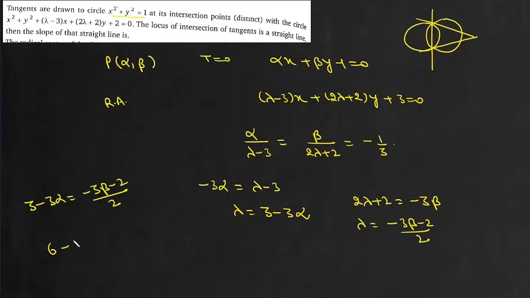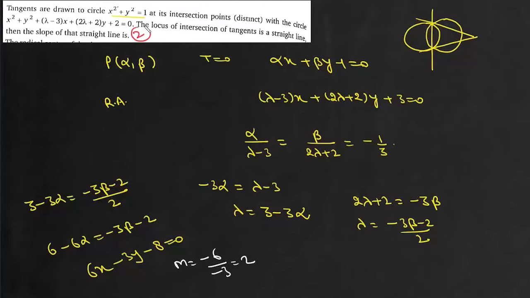So we get 6 minus 6 alpha equal to minus 3 beta minus 2, or the equation of this line will be 6x minus 3y minus 8 equals 0. The slope of this line is minus coefficient of x upon coefficient of y, which is simply 2. So the answer to this question is that the slope of this straight line is 2.